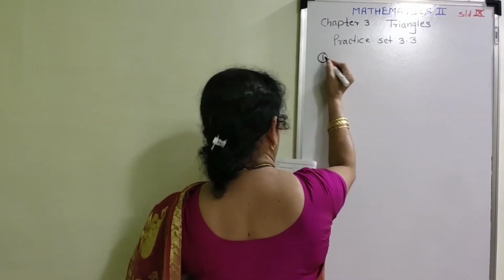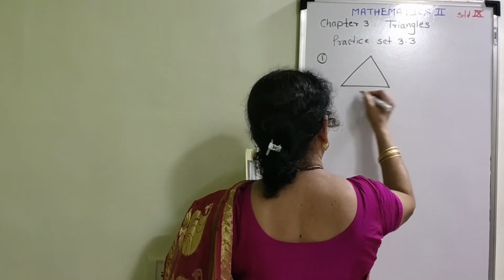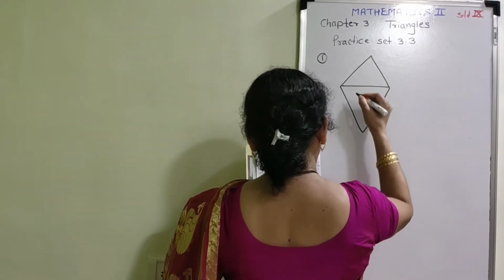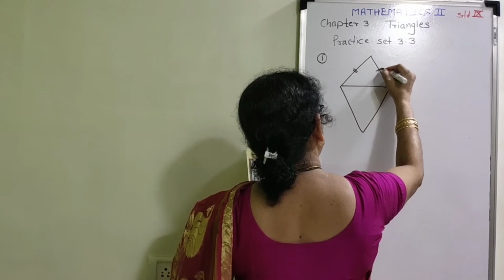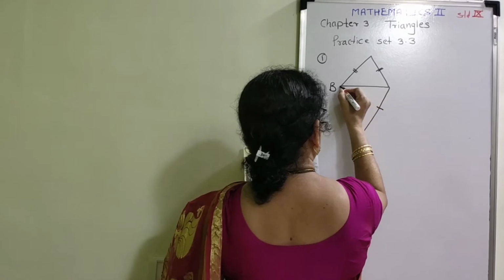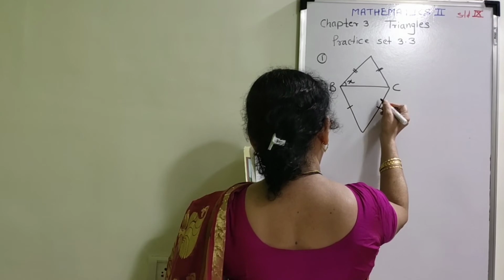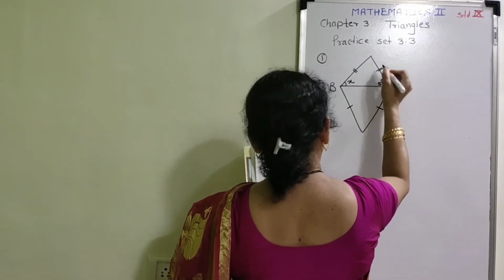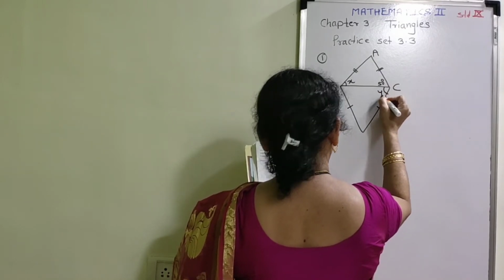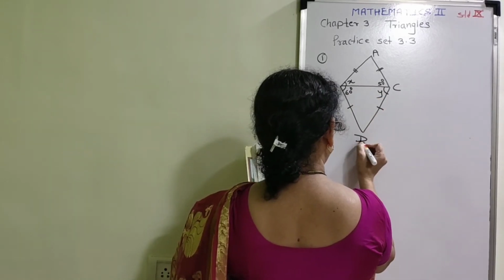First example, a figure is given. These two sides are congruent to each other, as well as these two are congruent to each other. This point is B, this is C, this measure is x, this is 50 degrees, this point is A, and this measure is y, this is 60 degrees, also this point is D.